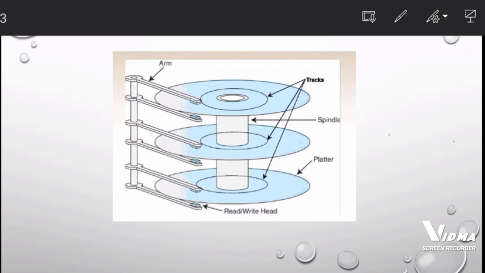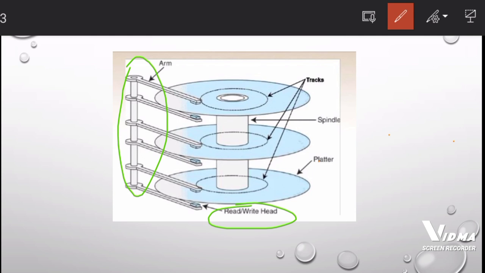To make the journey from the platter to the sector, what helps me is the actuator arm. With the help of this arm I can reach that sector. Here, what is kept above the platter is the read write head. On every arm there is a read write head. The characteristic of this read write head is that it moves backward and forward. So every platter will have its own read write head above it.